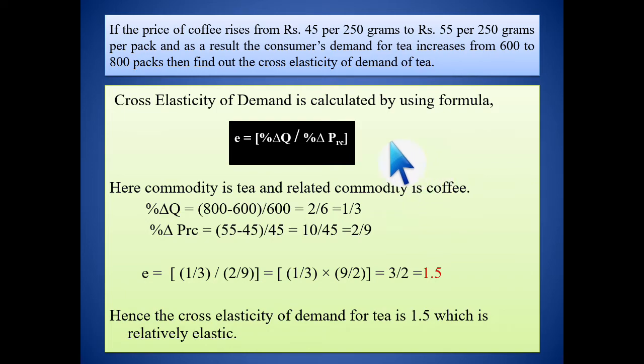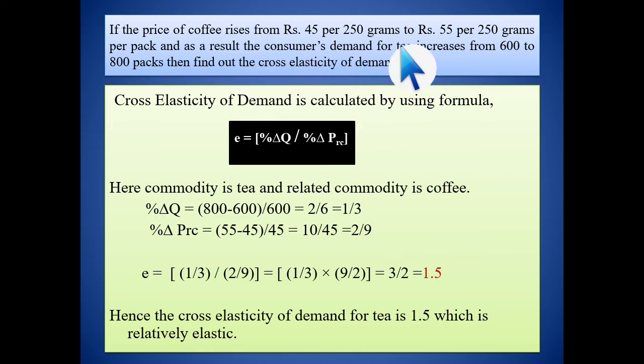Next, if the price of coffee rises from rupees 45 per 250 grams to rupees 55 per 250 grams, okay, per pack. As a result, the consumer's demand for tea increases from 600 to 800 packs. Then find out the cross elasticity of demand for tea. See, here we are calculating the cross elasticity of tea, means we will take the quantity for tea, but the price we will take for the related commodity, because two types of commodities are here, coffee and tea. That means it will be a cross elasticity problem, where it has already been mentioned also.